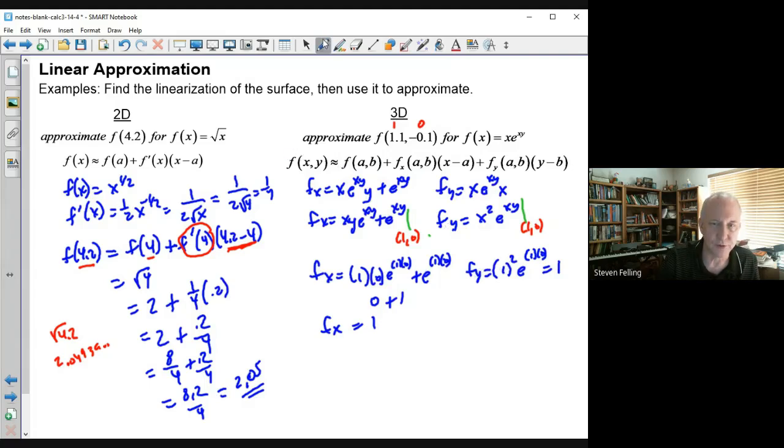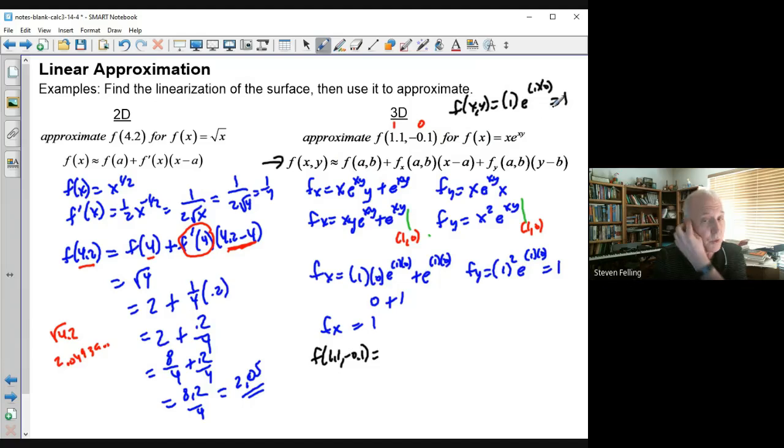And now I can use this formula. Let me change colors. This formula to evaluate f at 1.1, negative 0.1. Well, first of all, we're going to evaluate the function at our approximate points. So if I plug, this should actually read f(x,y). I'm going to plug 1 in for the x and 0 for the y. So that would actually also be 1. So this is 1.